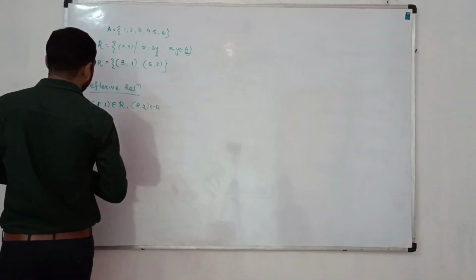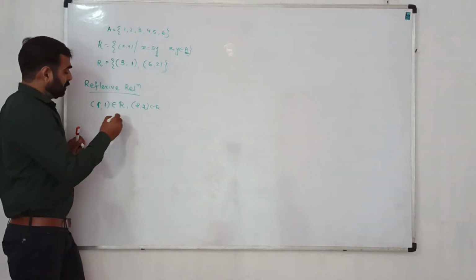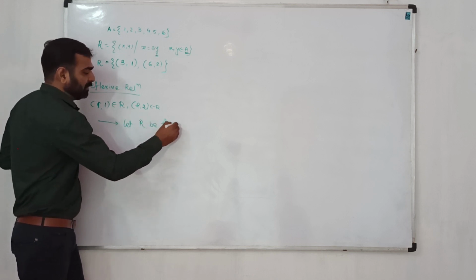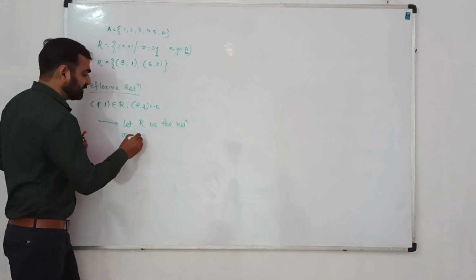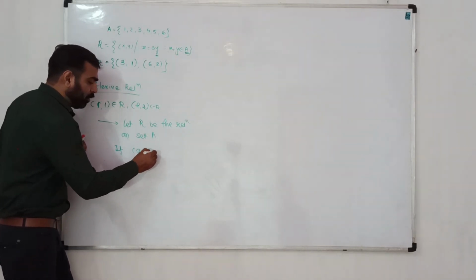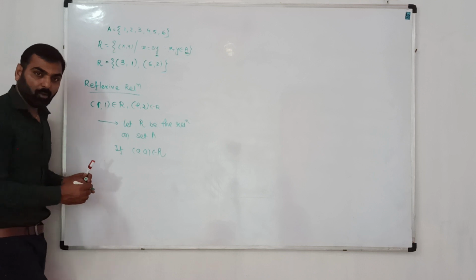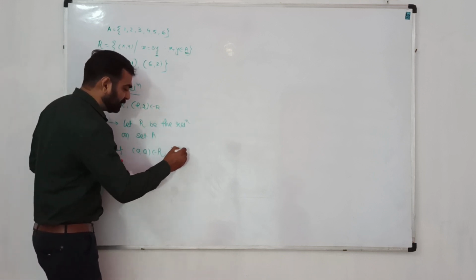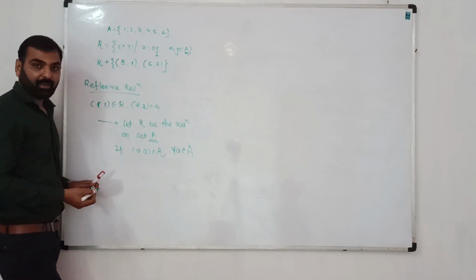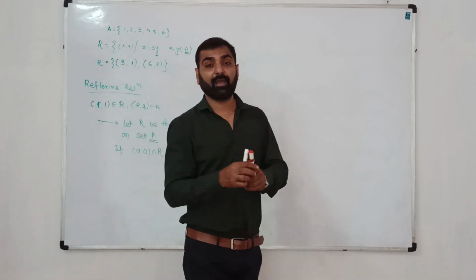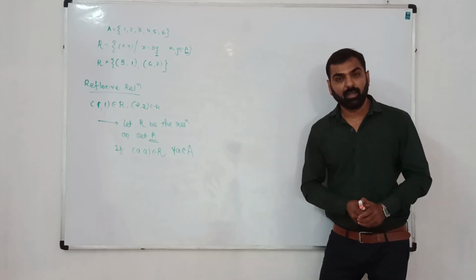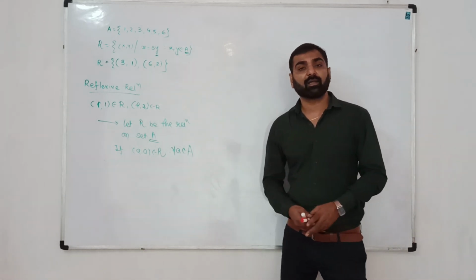So here, first of all, let us write the definition of the reflexive relation. Let R be the relation on set A. If (a, a) belongs to R for every small a taken from the given set, relation R is defined on what? Capital A. So for each and every element of capital A, (a, a) must belong to R, then we can say that it is a reflexive relation. If any one is skipped, we cannot say it is a reflexive relation.